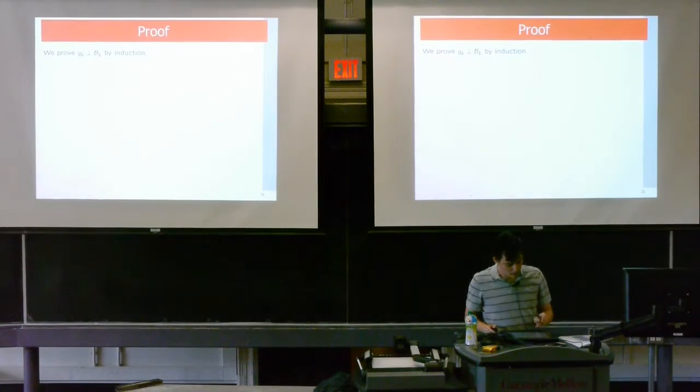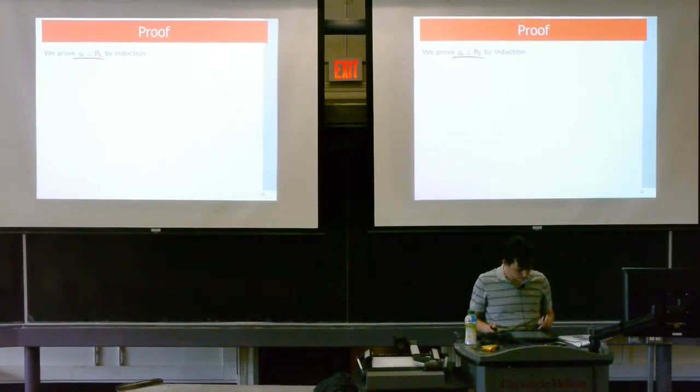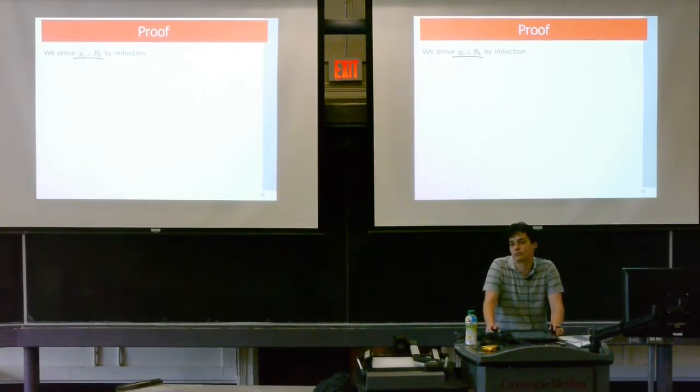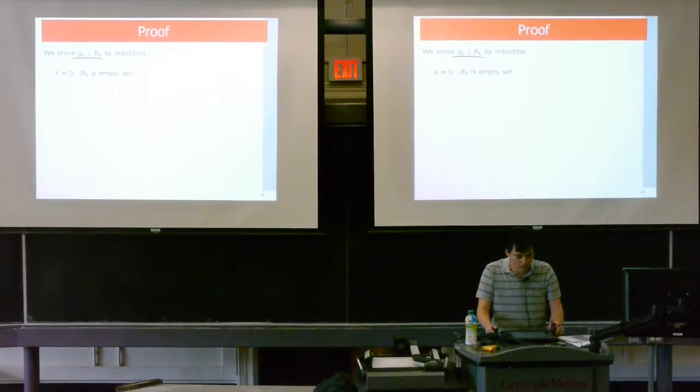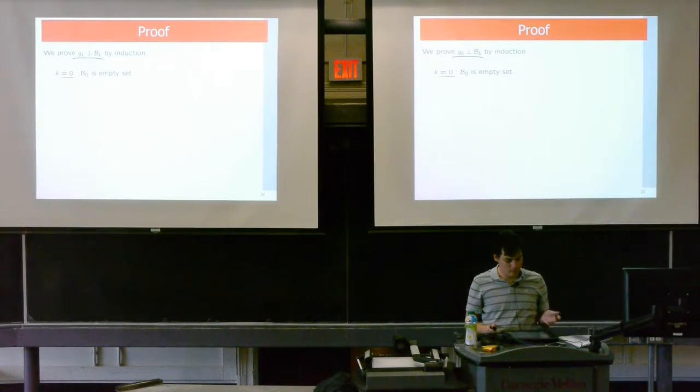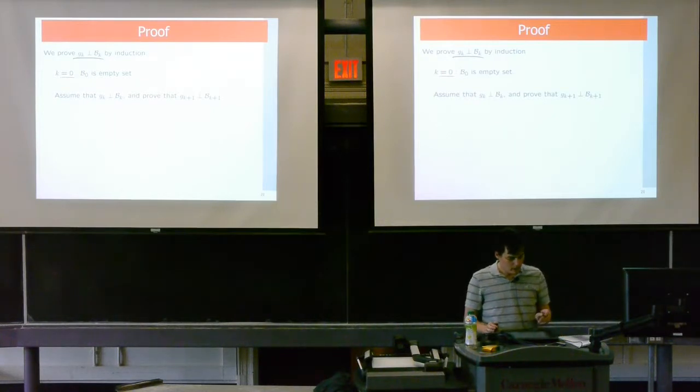So the proof goes by induction. We assume that we proved it for k, and we have to prove it for k plus 1. We start from k equals 0, and then it's easy to check that the theorem holds because B naught is the empty set. Now we assume that we have proved that gk is orthogonal to subspace Bk, and we need to prove that gk plus 1 is orthogonal to Bk plus 1 as well.